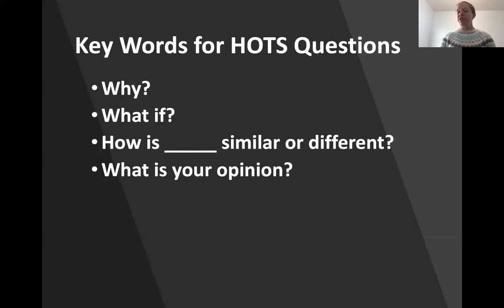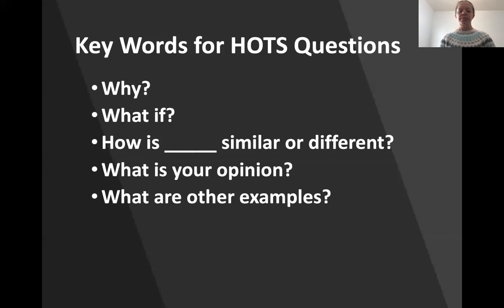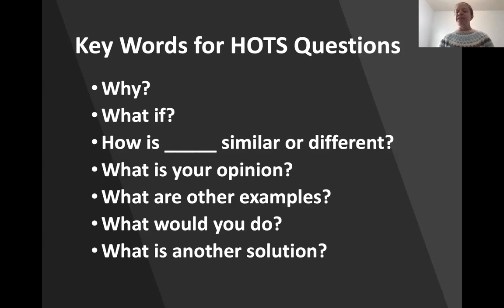I might ask students to share their own opinion. Maybe we read an opinion passage in class, and now I want them to share, well, what is your opinion? Do you agree or disagree? I might ask students to share other examples of things that fit into a category, or share what they would do in a similar situation. Or maybe I ask them for another solution to a problem that we've read about.